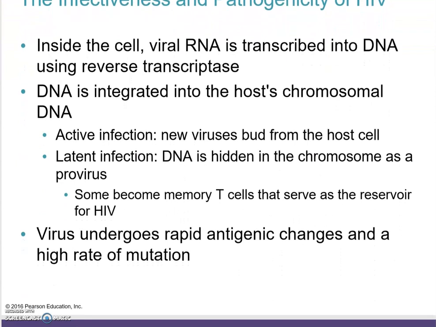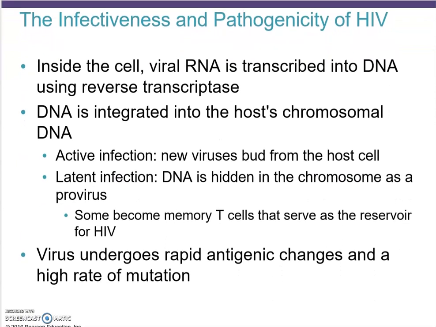So once inside of the cell, the viral RNA is reverse transcribed back into DNA using the enzyme reverse transcriptase. Therefore, we call this a retrovirus. Then the DNA is integrated into the host cell chromosome, the chromosomal DNA or genomic DNA. In an active infection, new viruses will bud from the host cell. In a latent infection, the DNA is hidden in the chromosome as a provirus, but it may become reactivated at any time.